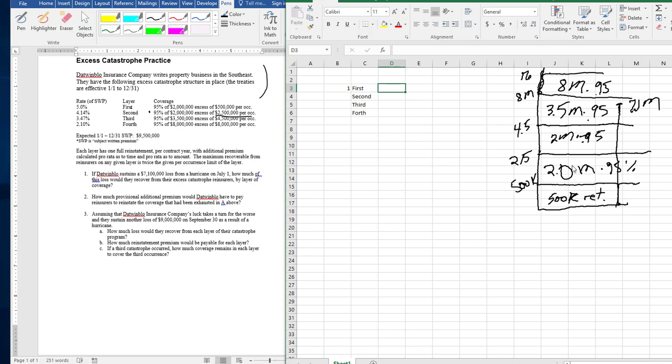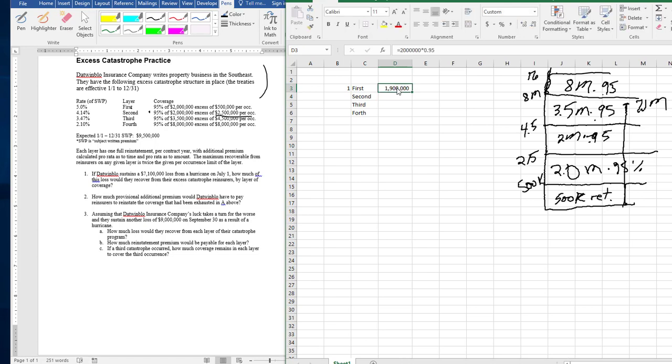So because of that, we use the entire $2 million layer, but the cedent only gets 95% of that. So I'm going to type in plus 2 million times 0.95. So I get a $1.9 million recovery. From the second layer, again, we have 2 million times 0.95. It uses the entire layer. So again, 2 million times 0.95.